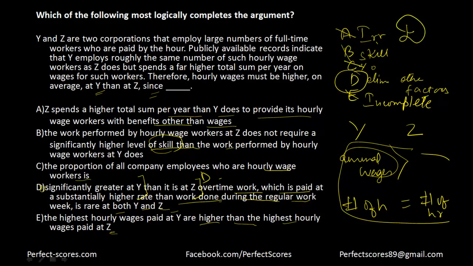The conclusion is already made that hourly wages must be higher on average at Y than at Z, since, over here, what we basically have to say is that there is no other factor or external influence that can again bring a change in this relation. So again, when you go through the video once again, you must pause on each question before I start solving, and then you should see whether you are able to reach the answer or not.